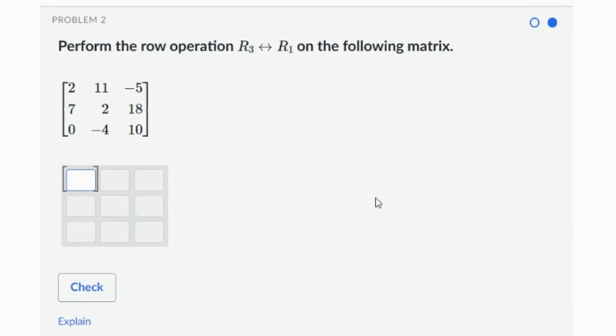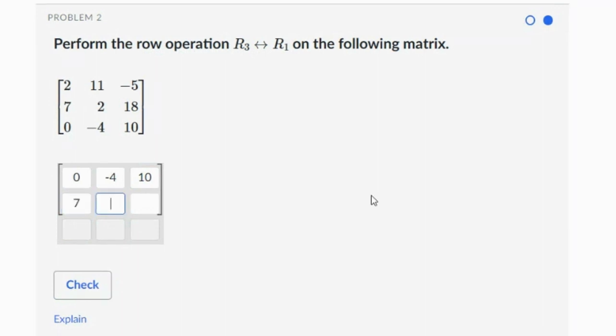Let's see. I'm seeing 0, -4, and 10. That's what people put in there. What about the second row of our matrix? What is that going to be? Yeah, it didn't say to do anything with the second row, so it just remains the same. It did not mention the second row.